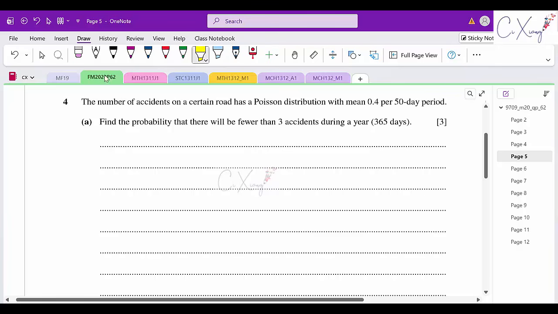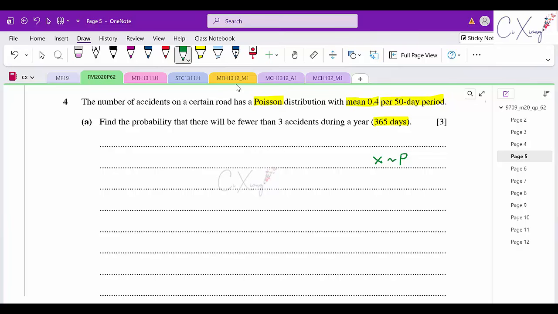Okay, we are now at question number 4. The number of accidents on a certain road has a Poisson distribution. So highlight the keyword Poisson. This keyword is very obvious, yeah? With the mean 0.4 per 50-day period. They want us to calculate the probability that there will be fewer than 3 accidents during a year, which is having 365 days.